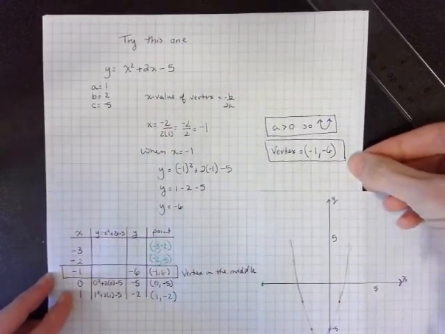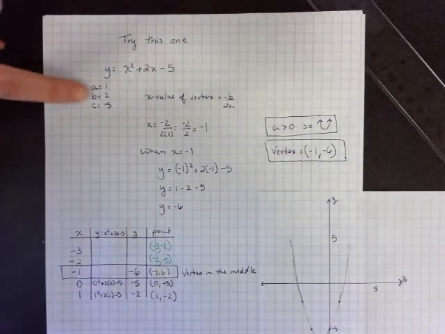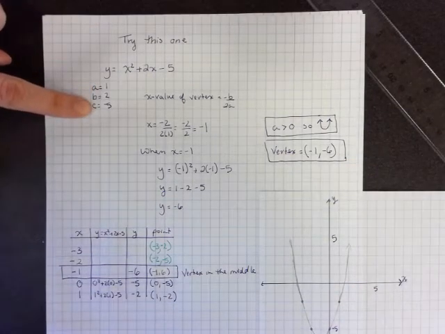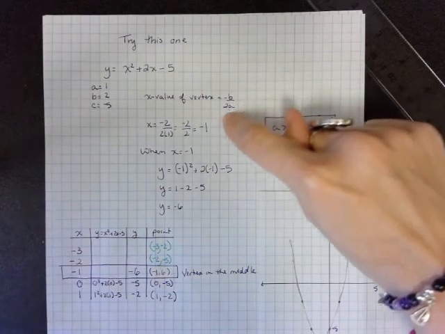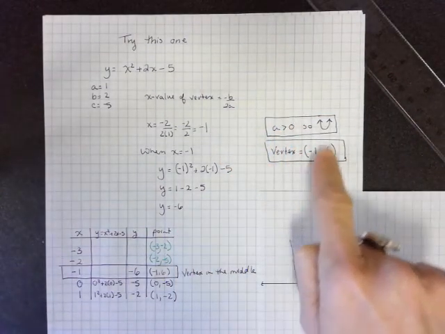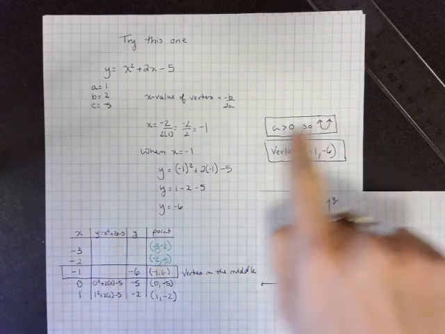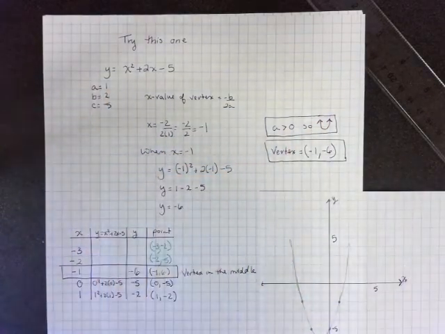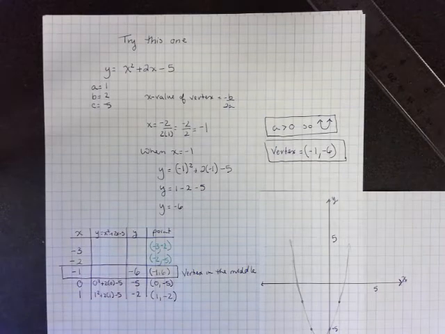Again, I can do my ABCs. So I have this information here. I use that information to get my vertex. So my vertex is that. I know that it's going to be pointing up because my A value is positive. Lots of stuff going on here.